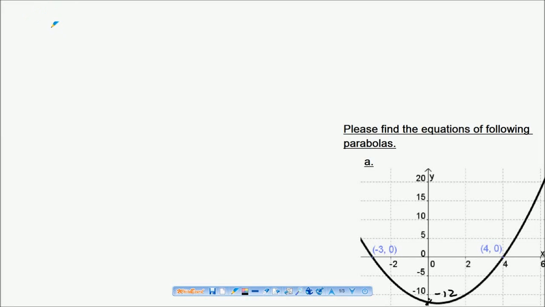Sometimes in a question you are given the graph and you will be asked to determine the equation of a certain parabola. Now I'm going to show you how to do that. Before I start, I'm going to introduce something.